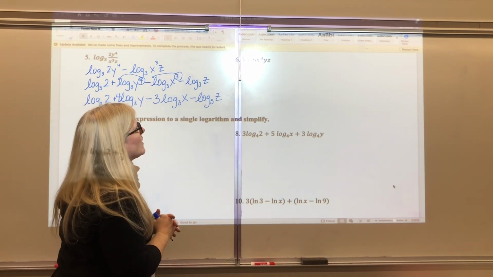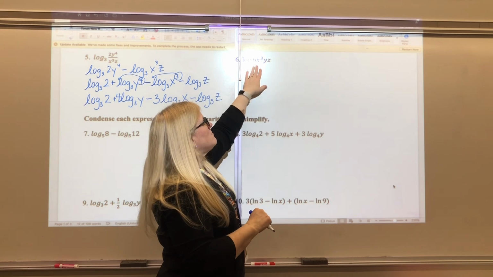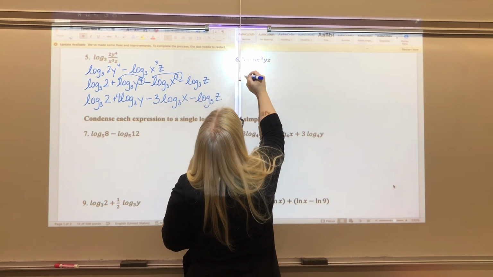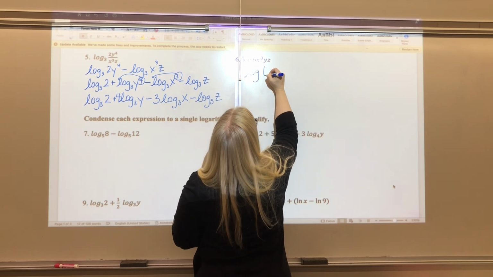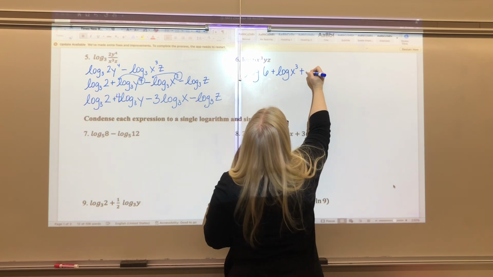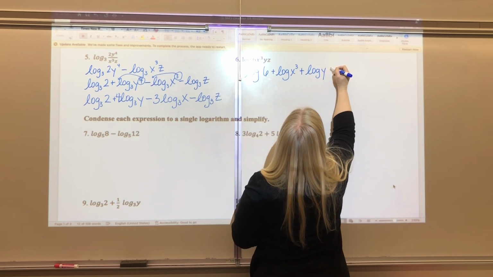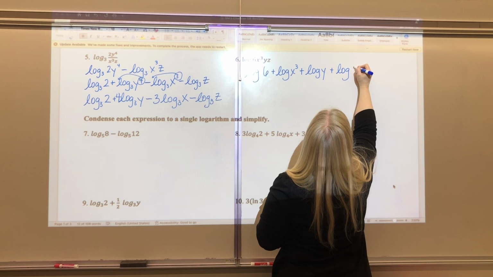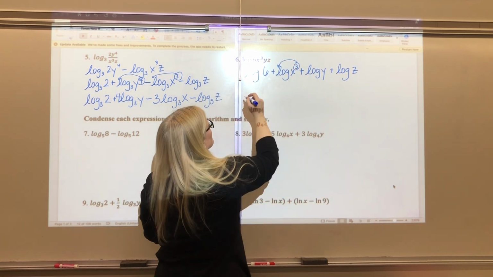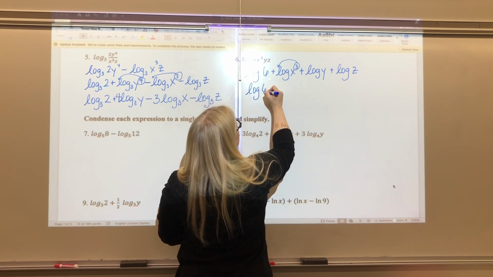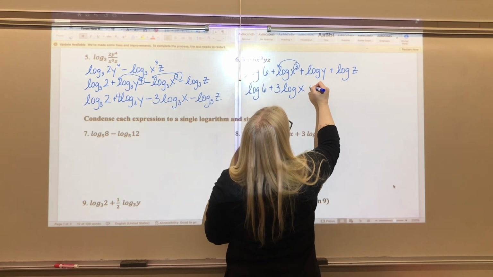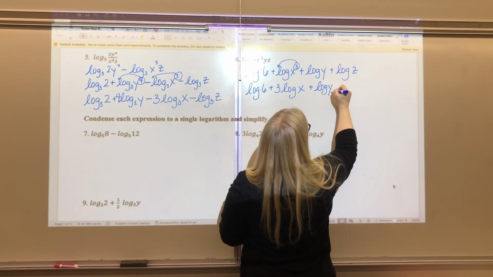All right. This one, we're multiplying. We've got 4 things we're multiplying. So we've got log 6 plus log x to the 3rd plus log y plus log z, and then here's that exponent that goes in the front. So log 6 plus 3 log x plus log y plus log z.